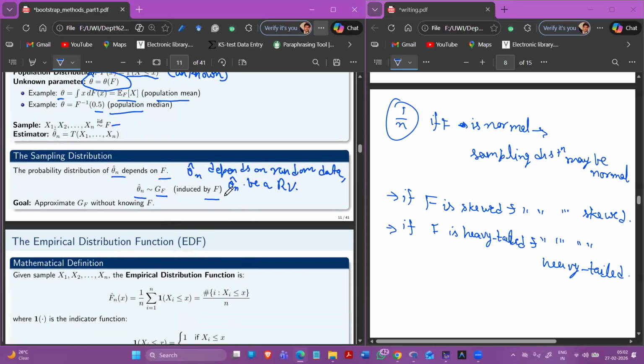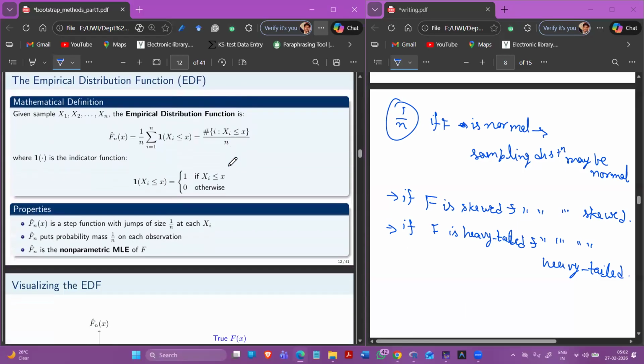All right. Now we will come to the next one, the empirical CDF. What is the empirical CDF function? If I am given the sample x1, x2, ..., xn, the empirical CDF function F_n(x) is defined as 1 upon n times the summation of i from 1 to n of the indicator 1(Xi <= x). That is, the number of i such that xi is less than or equal to x, divided by n.